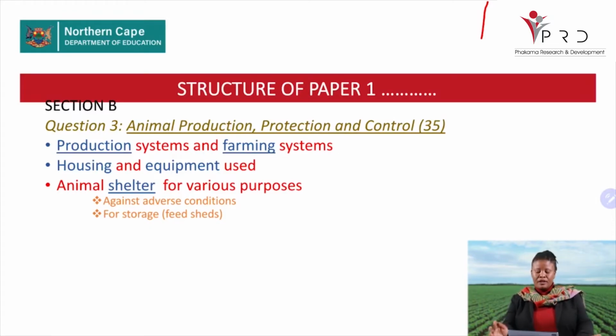So animal shelter, we need to look at various purposes. For example, we must look at adverse conditions, whether the climate is good, whether the temperature is good or bad. In which shelter will you keep the animal? When it is hot, you know that animals also need a shade. And you also need a shelter for that feed flow program to keep your feed, because you are planning for 2 years to come. So your animals must always have food. So you must have a storage for those feeds.